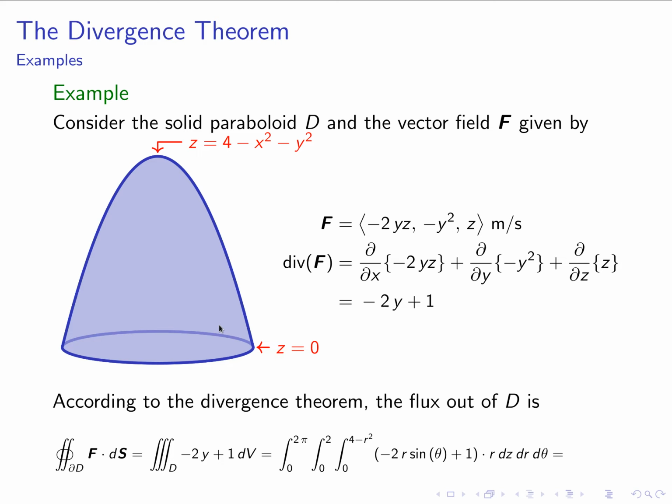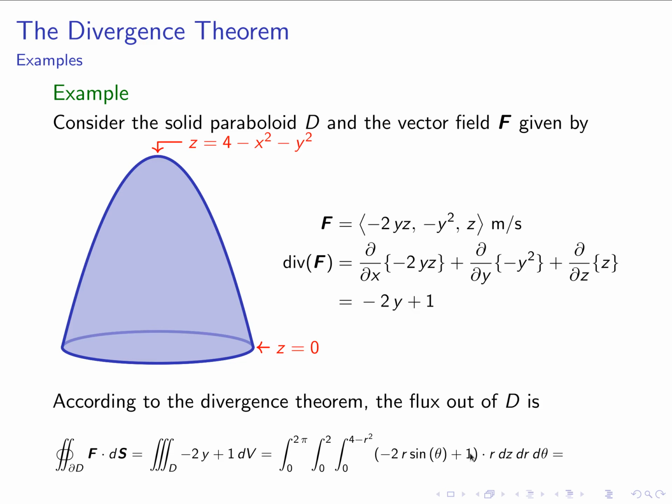So here in cylindrical coordinates, z is ranging from 0 up to 4 minus x squared minus y squared. But in cylindrical coordinates, 4 minus x squared minus y squared is really 4 minus r squared. The radii throughout this region are ranging from 0 out to 2. And the angles in this region are ranging all the way from 0 to 2 pi. Now, negative 2y plus 1 in cylindrical coordinates is negative 2r sine theta plus 1.